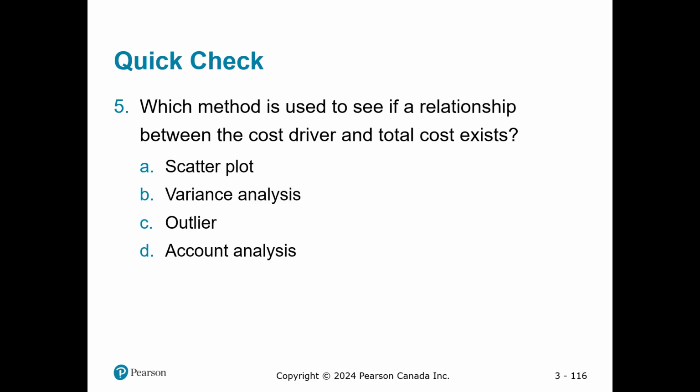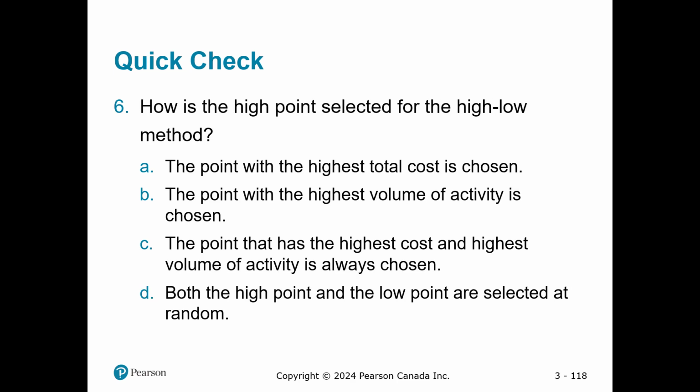5. Which method is used to see if a relationship between a cost driver and total cost exists? So we want to see, is there a relationship? Is there a strong relationship between the cost driver and the total costs? A, scatter plot. B, variable analysis. C, outlier. D, account analysis. And we know immediately to visually see whether there is a relationship, we use scatter plot.